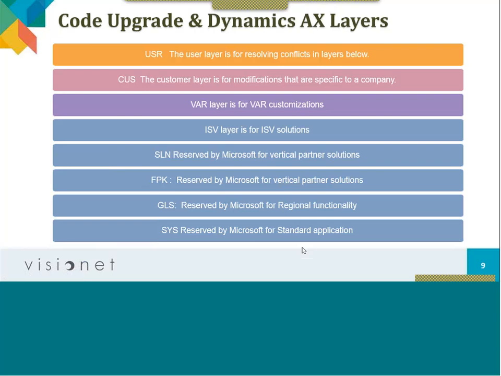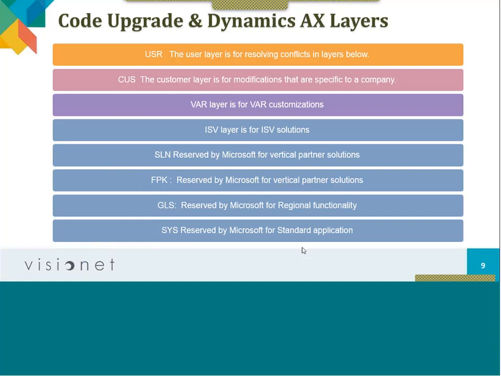But if there's any code which belongs to an ISV solution, it needs to be on the ISV layer. The reason is that the recommended approach when you do the code upgrade is to go one by one. You try to resolve each and every layer, and then you go to the next layer. So once you know which code belongs to which layer, then obviously it's much easier.